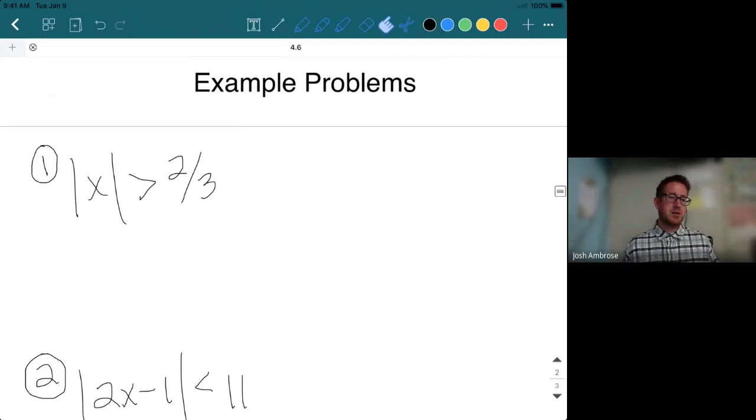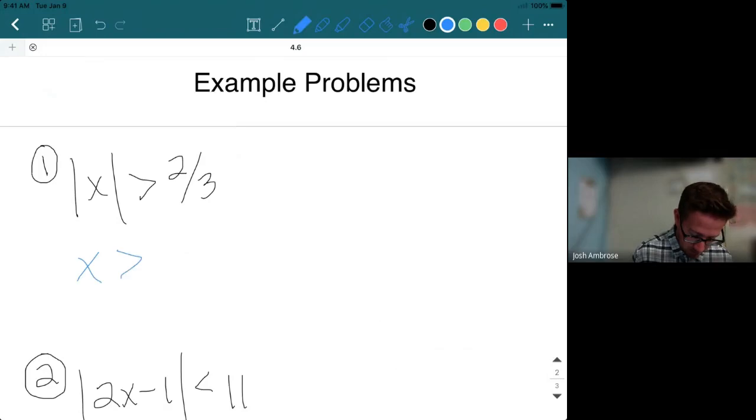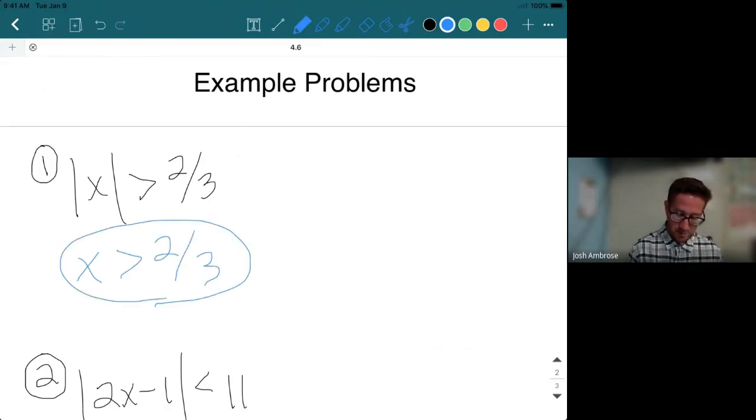So the first thing you see, let's start out with an easy one. We have absolute value x is greater than 2/3. So let's write it as is, because that's going to be the first answer. As is, x greater than 2/3. Boom, that was simple. That part's done.